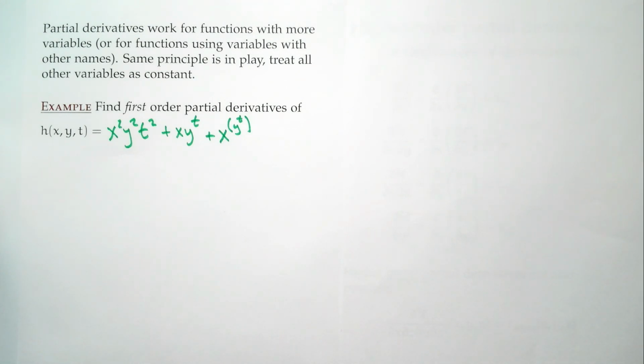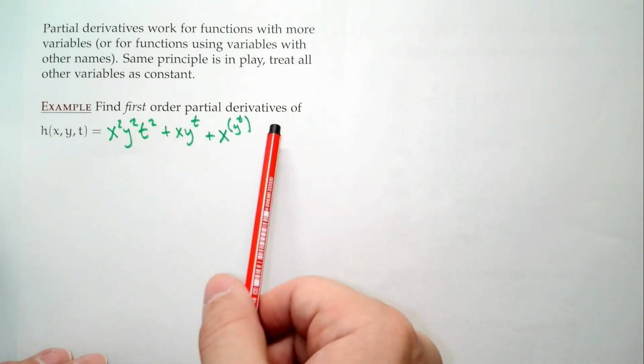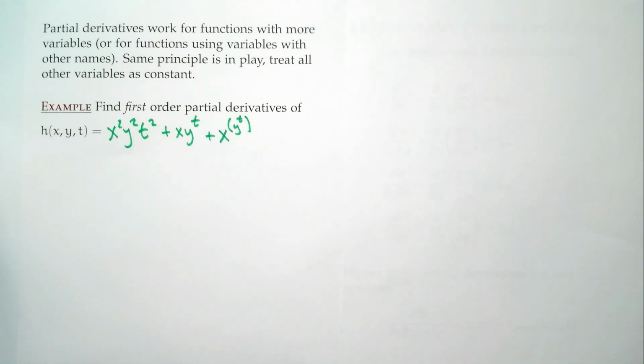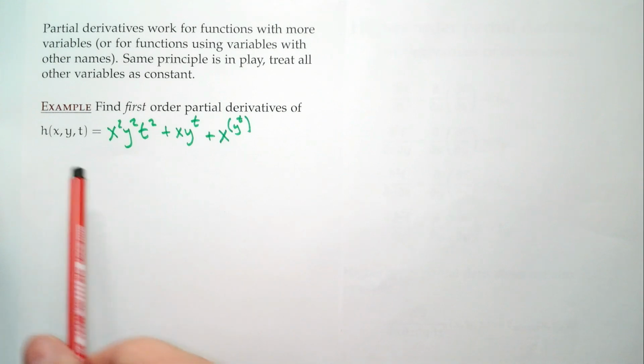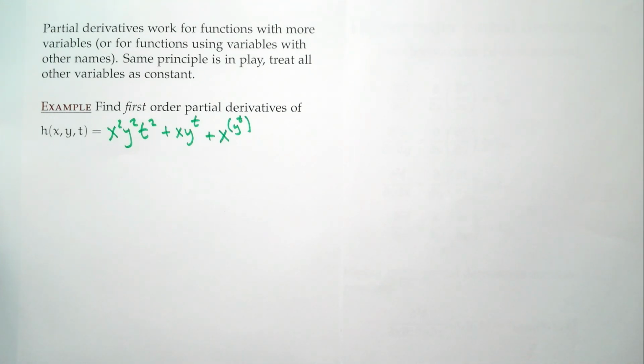So, how many partial derivatives will we have? 3, right? How do we know there are 3? There are 3 variables. Partial derivatives ask what happens as we vary one part. Well, there are 3 things we can vary, so there are 3 partial derivatives. So where do we start?